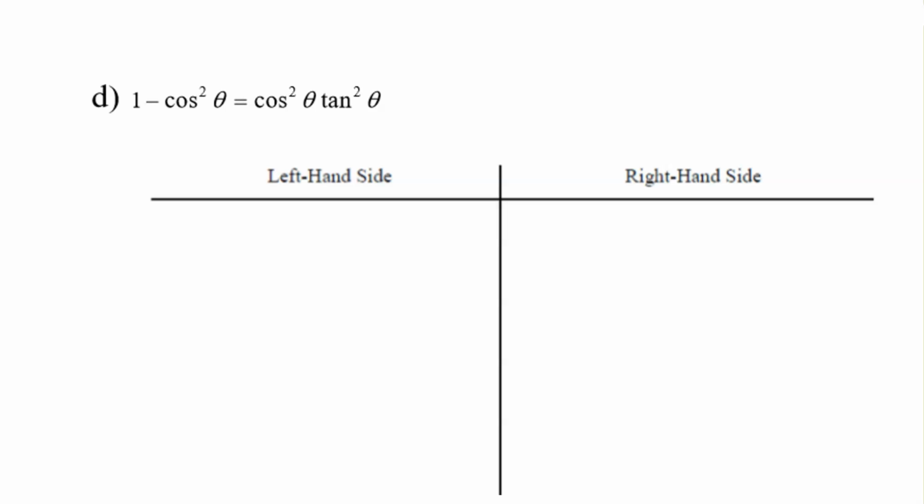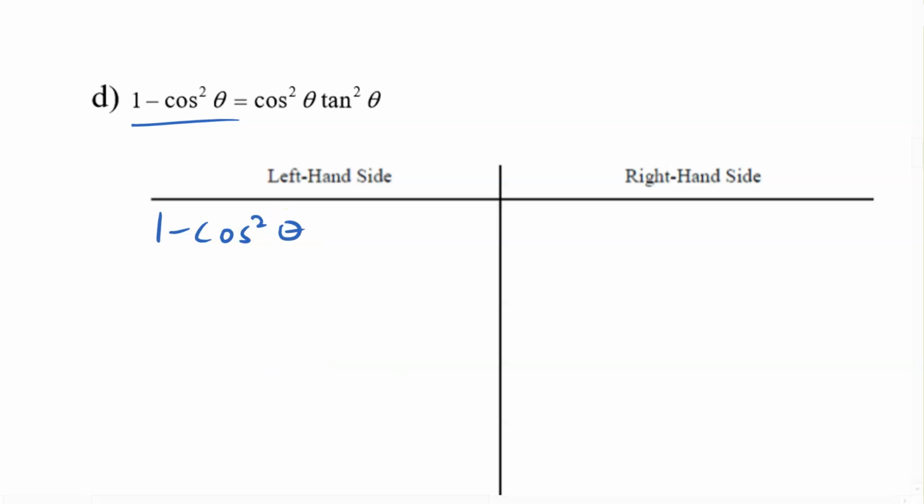Okay, so here we have an example where the t-chart is already made for us. And when I'm looking at this, 1 minus cos squared theta equals cos squared theta times tan squared theta, it's not quite so clear which side's more complicated. Usually I like to start with the more complicated side. One thing that jumps out at me right away is this left-hand side. Here, I'll just copy it out again here to get started.